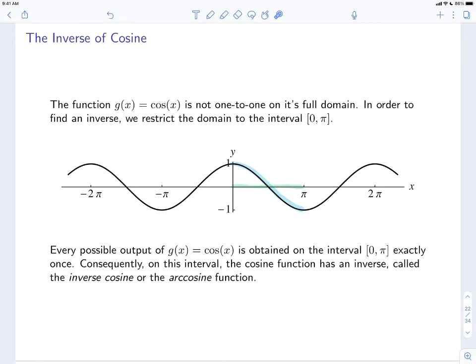Again, we achieve all of the output values of cosine. We start up here with 1, and then we work our way down to -1, which is down here. So you get all of the output values for cosine, and you get them exactly once. So on this restricted interval from 0 to pi, your function cosine is 1-to-1, so it has an inverse, and it's called the inverse cosine or the arc cosine.